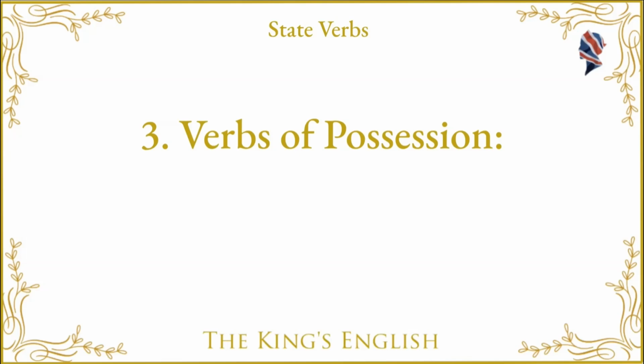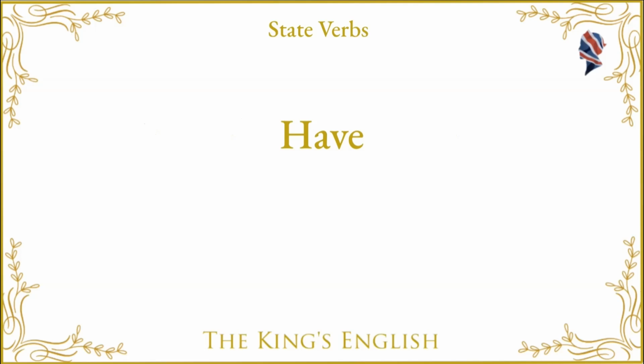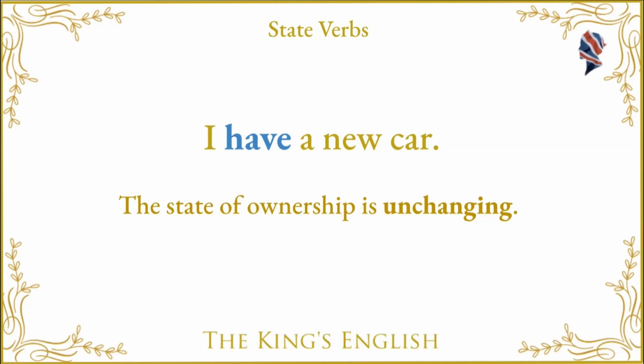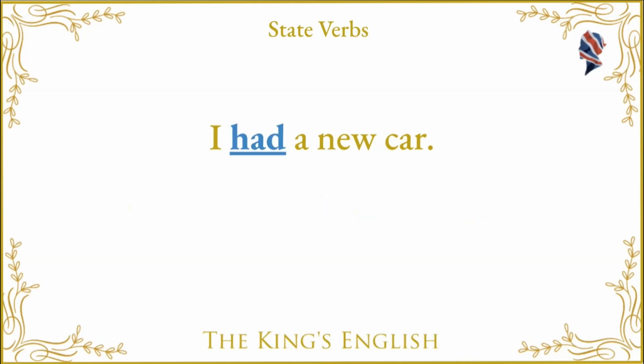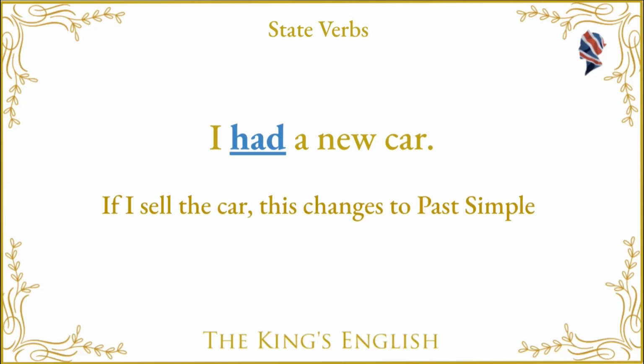3. Verbs of possession. Have. I have a new car. The state of ownership is unchanging. I had a new car. If I sell the car, this changes to past simple, because the ownership ended.